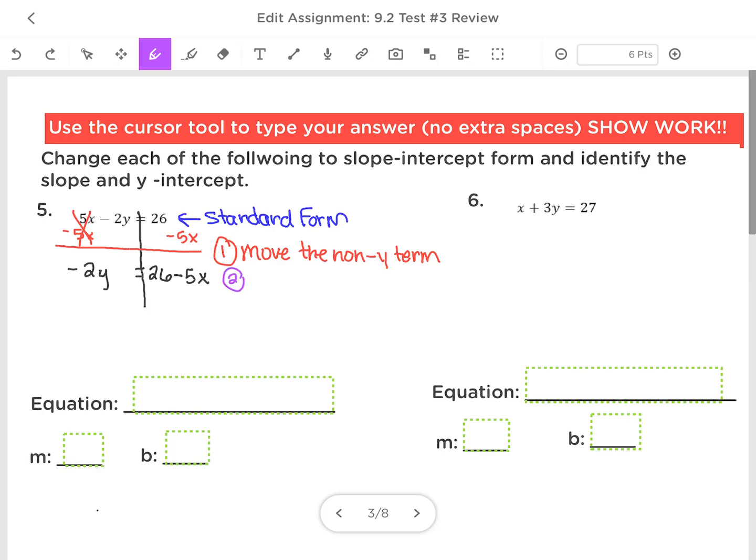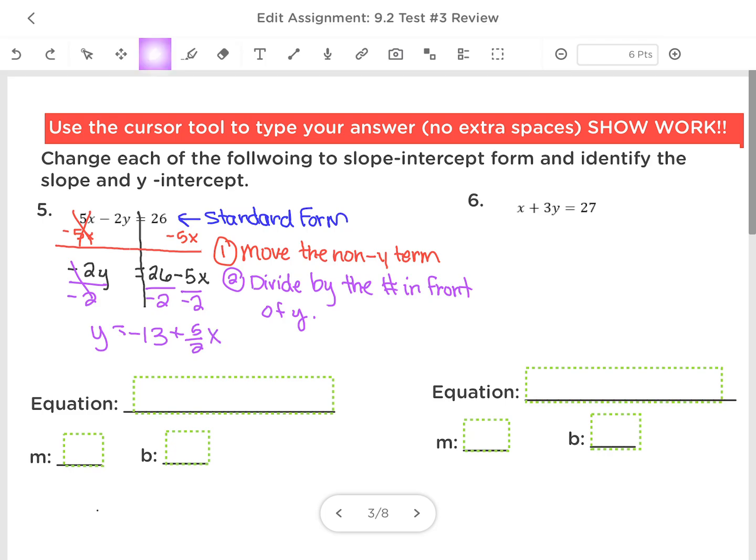So step 2 is to divide by the number in front of y. So that means I'm going to divide everything by -2. So when I do that, I get y equals 26 divided by -2 is a -13. -5 divided by -2 is a +5/2 x.